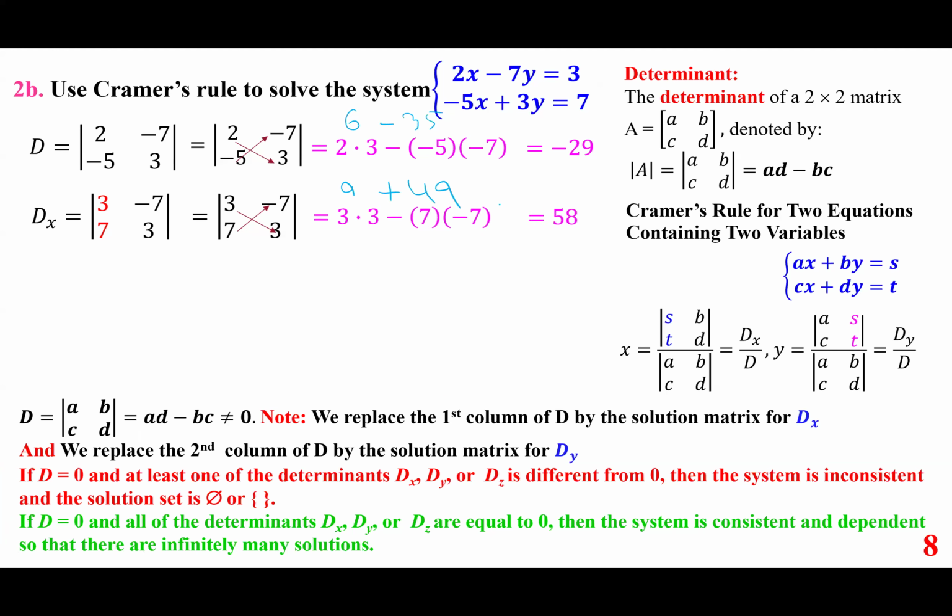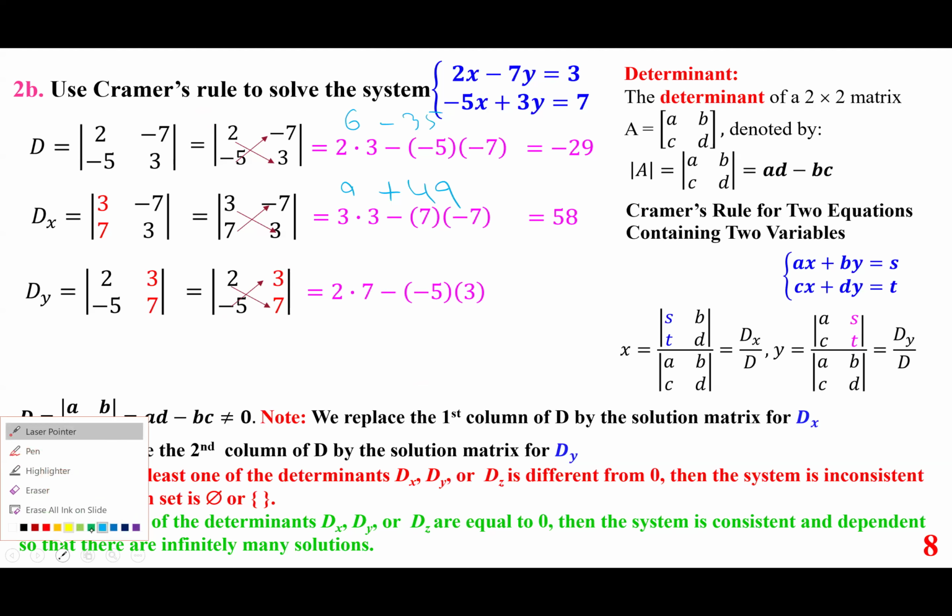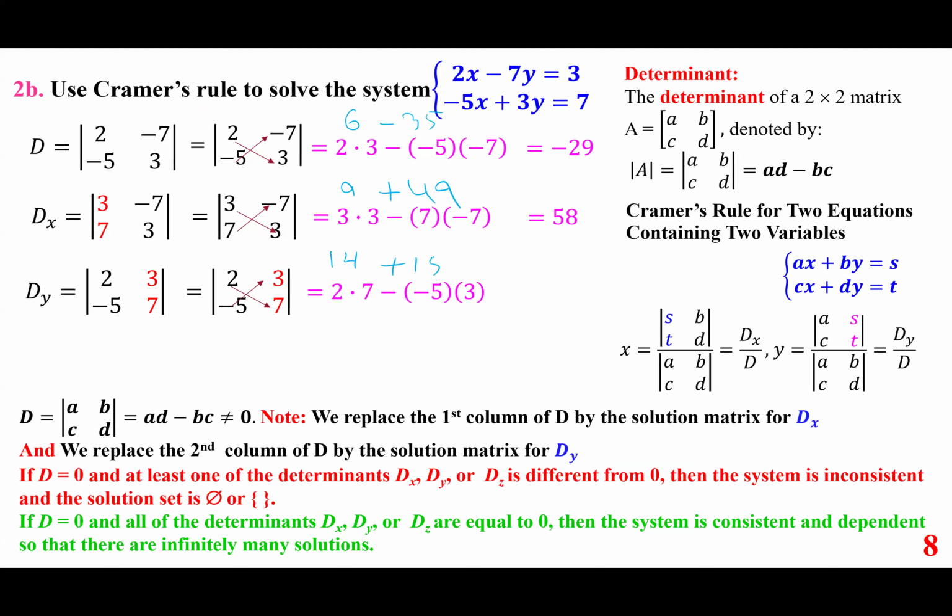Now for D sub Y, we go back to this one, we keep this column, and we change this one to 3 and 7. Cross product, 2 times 7 minus 3 times negative 5. So we have 14 and 15. They add up to 29.